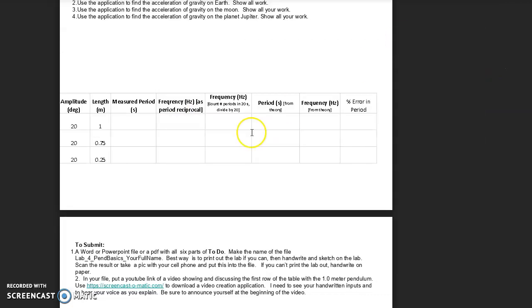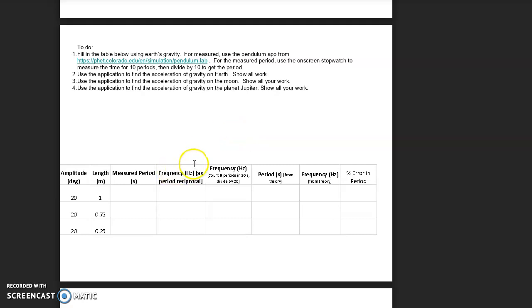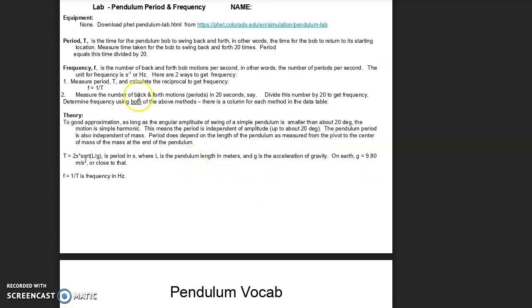The first rule's pendulum is set to be 1 meter. To measure the period in our experiment, we count the back and forth motions in 20 seconds, and then divide that number by 20 to get the period.